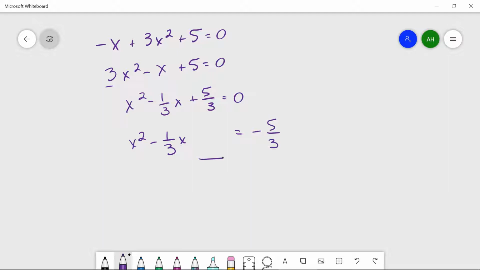I have to find the value to put in here. So let's take this 1/3, multiply it by 1/2, which is going to give us 1/6. Square that and it's going to give us 1/36. Okay? So we're going to add in this 1/36 here.